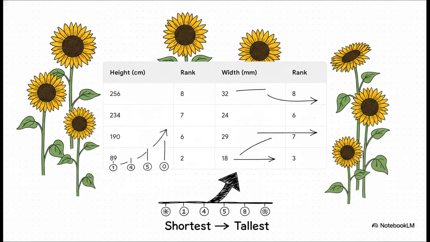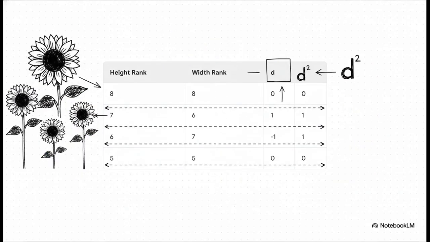All right, here's our data from 8 different sunflowers. Now, instead of calculating averages like before, the first thing we do here is rank everything. We just look at the height column, find the shortest sunflower, and give it a rank of 1. The next shortest gets a 2, all the way up to the tallest at rank 8. And then we do the exact same thing for the stem width. The next part is just some simple arithmetic.